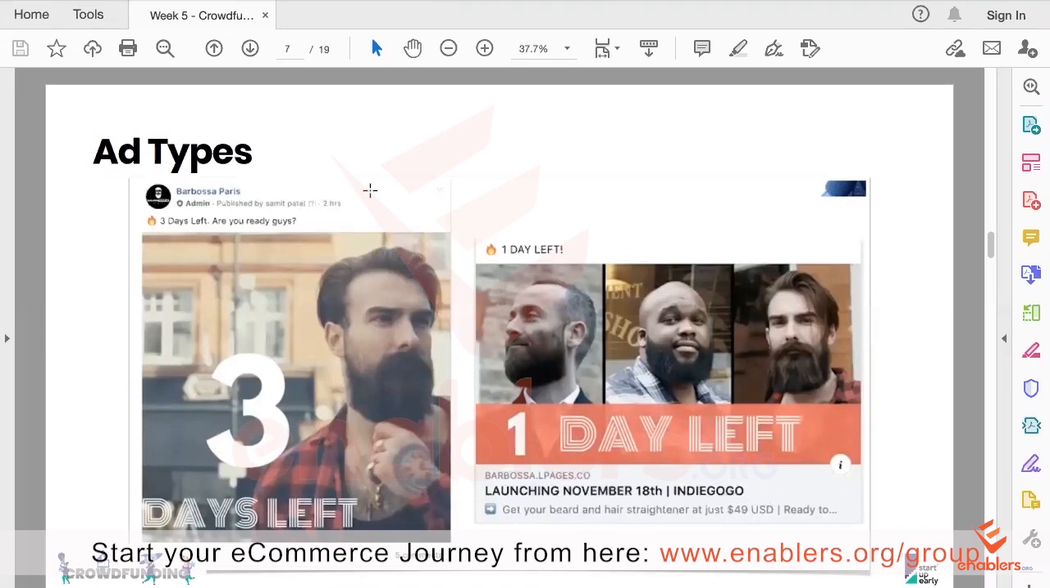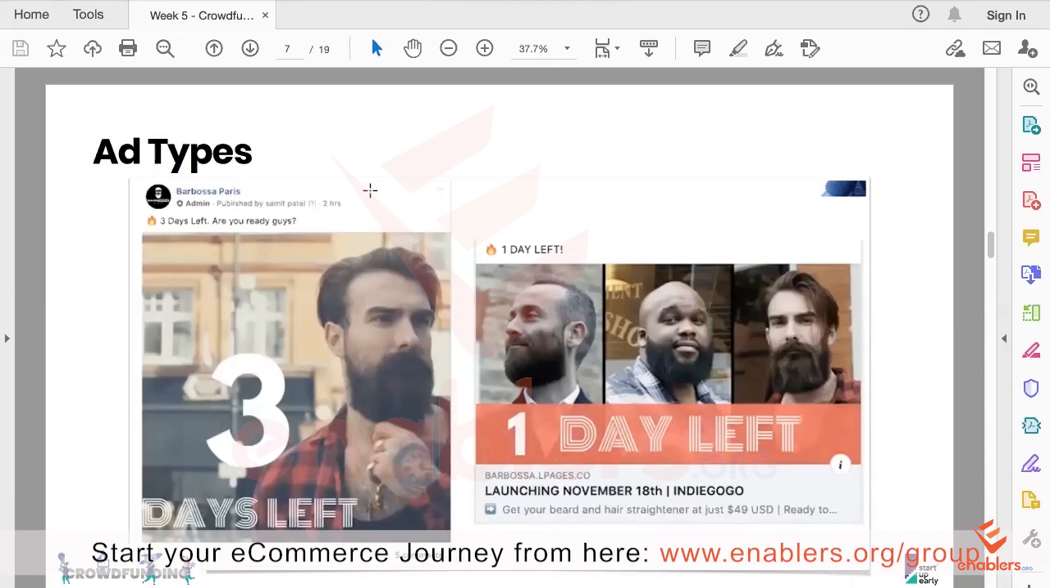So the left post is 3 days before, and you've put up a very good picture. आपने आपके logo में भी beard बनी हुई है. There's something to do with men, potentially a beard oil or beard wax or any beard related items. And then if you see on the right, it again says 1 day left on the top in the caption, and then the ad set says launching November 18th. Get your beard and hair straightener at just $49 USD.